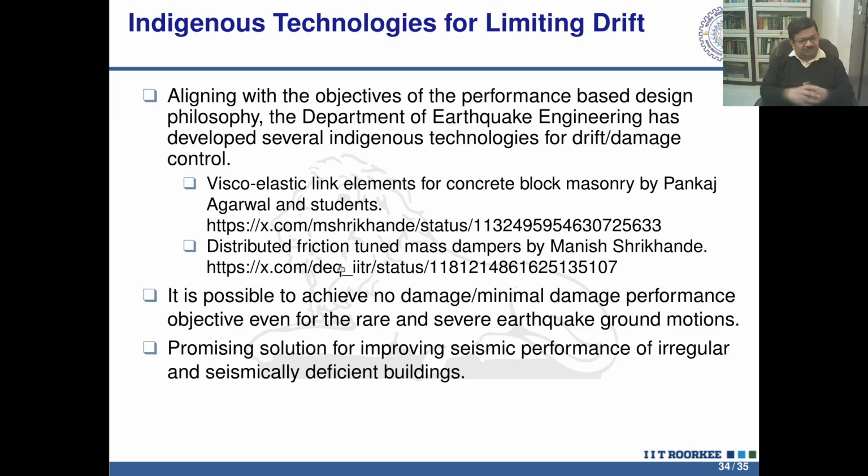And there are more such technologies that are being developed, for which patents are filed and publications are in the pipeline, and you can refer to those as they come up. So to conclude, it is possible to achieve no damage or minimal damage performance objective even for rare and severe ground motions, no matter whatever ground motion is specified by the MAPS committee. Even a 1g peak ground acceleration event can be handled very easily. And these provide promising solutions for improving the seismic performance of irregular and seismically deficient buildings.